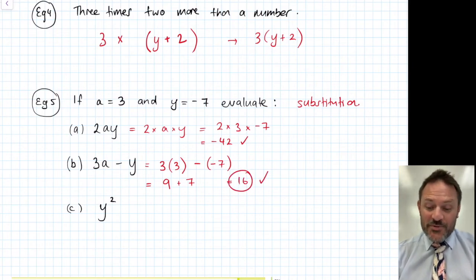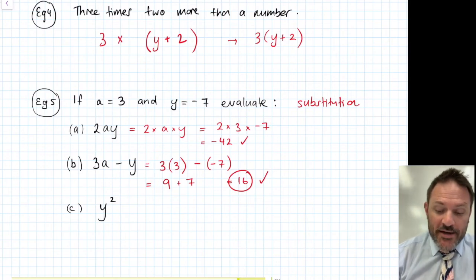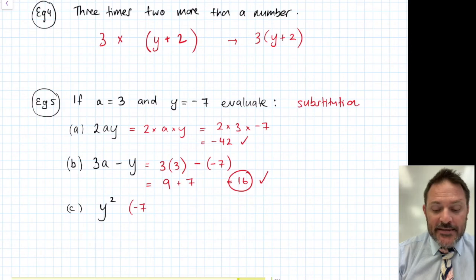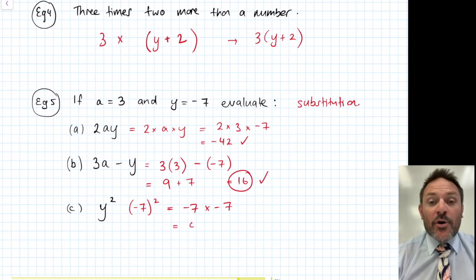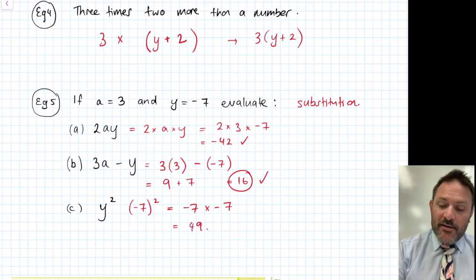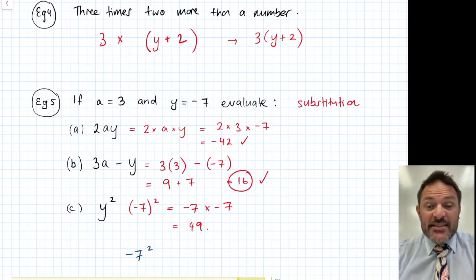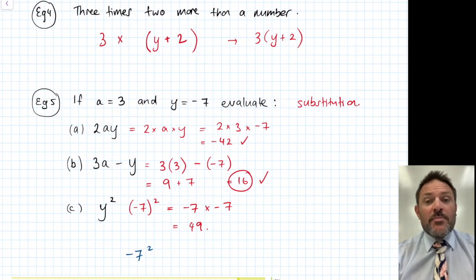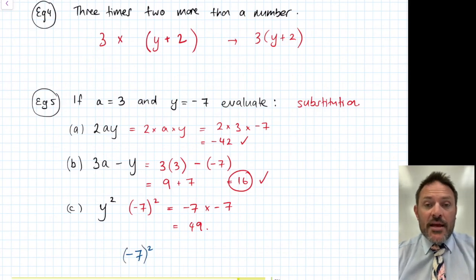Wonderful. And the very last one, I'm sure you'll get this one wrong, but I have faith in you. y squared. Well, this means -7 squared, which means -7 times -7. And that, of course, makes a positive 49. Remember, unfortunately, gents, if you put it into your calculator like this, your calculator is smarter than you. It will square the 7, but not the minus. It will do the BIDMAS first, the indices. So we need to put brackets around that -7 to tell our calculator to square both things.